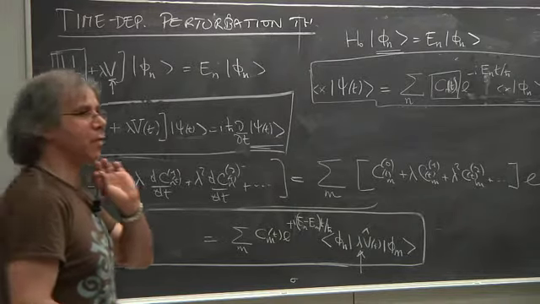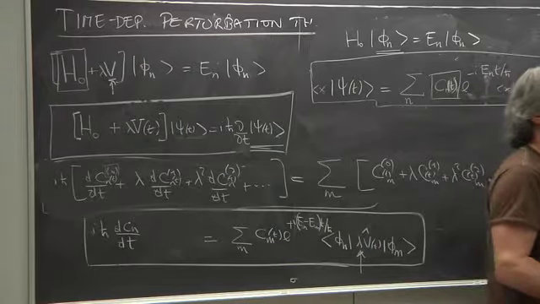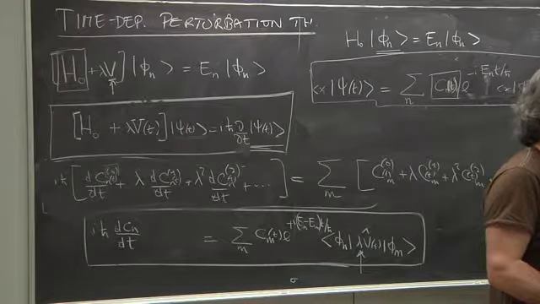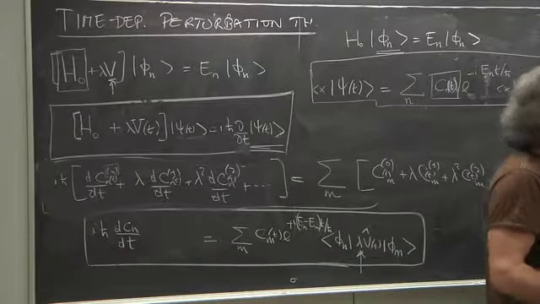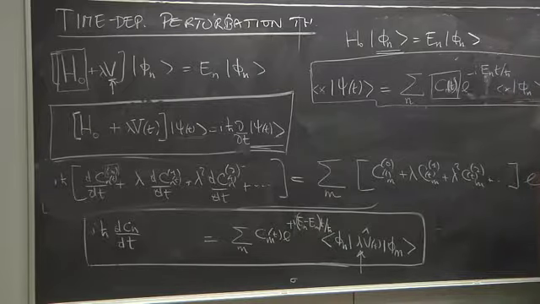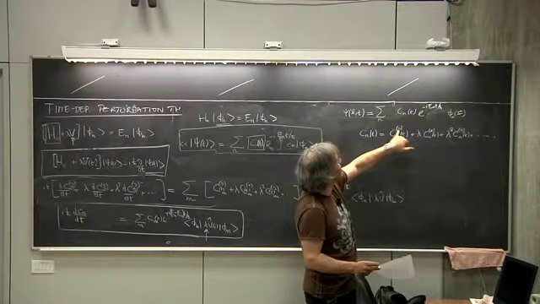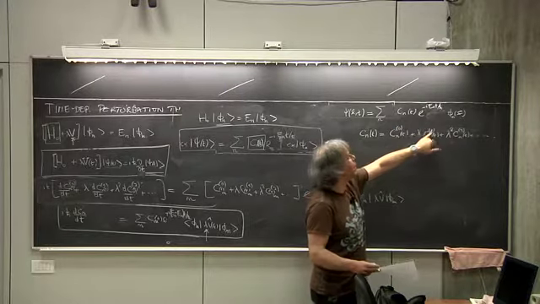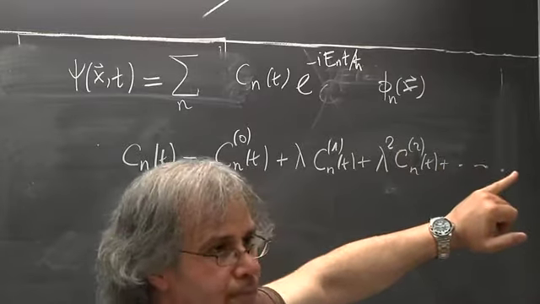Now I try to say the following thing. I want to obtain, in a recursive way, a power expansion of Cn of t, a power in lambda. So as with any power expansion, I write a zero-order term, first order, second order, and so on. Is this clear? So the 0 here means zero order in lambda, 1 means first order in lambda, 2 means second order in lambda, and so on.